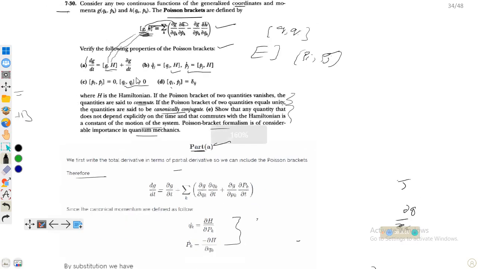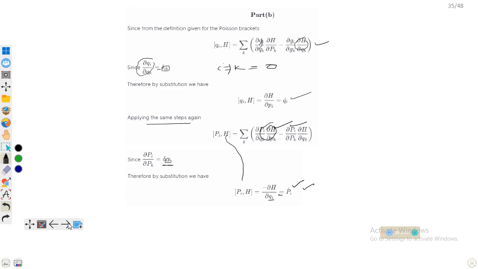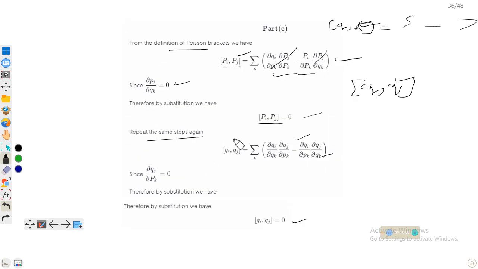So you can just extend this for part C of the problem. We will use that fact, and then we know that partial Qj over partial Pk is equal to 0. Q and P do not depend on each other, so this term will be 0, and again this term will go to 0, because partial Q and partial Pk are independent of each other, and our result will be 0.